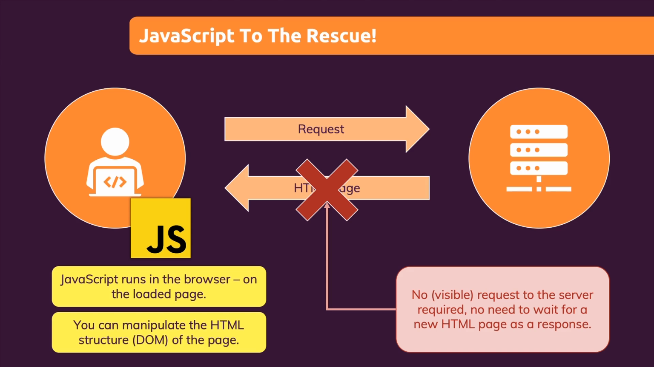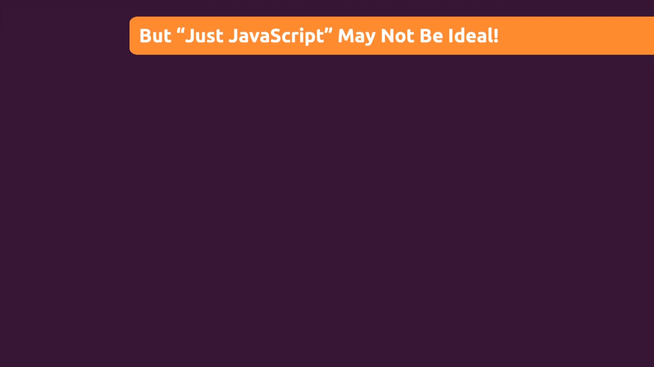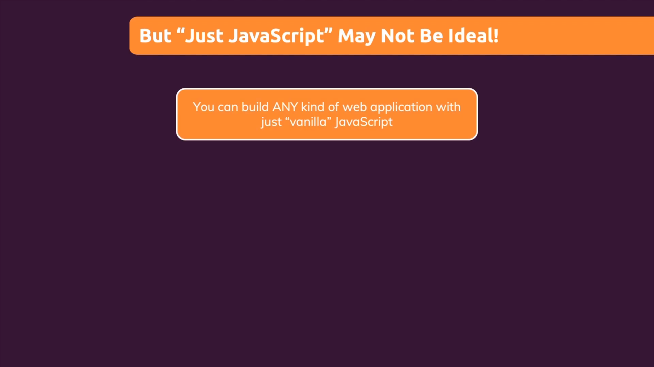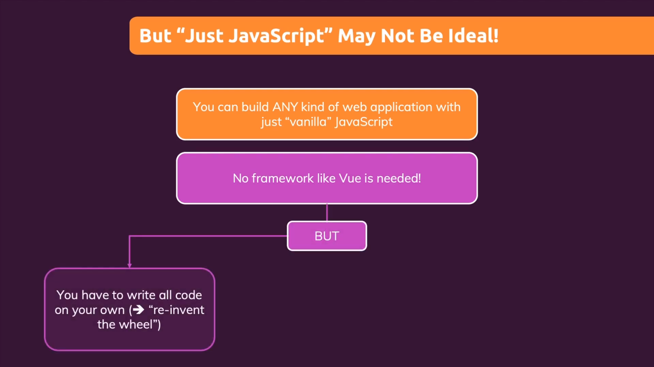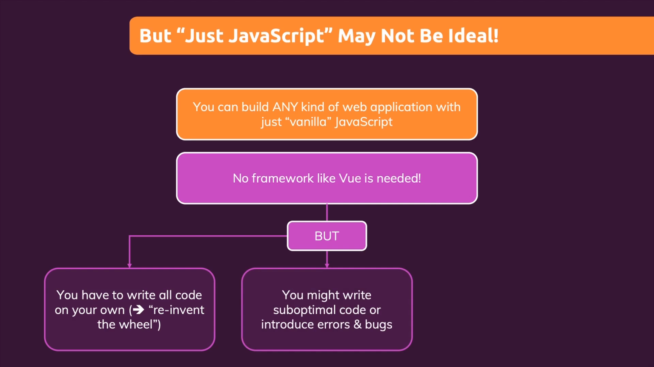And we're using solutions like Vue.js because just JavaScript may not be ideal. Theoretically, we can build any kind of web application with just vanilla JavaScript. So with just JavaScript without any extra frameworks or libraries. No framework like Vue is needed in reality, but it wouldn't be much fun to use just JavaScript because we have to write all the code, all the logic on our own. We have to reinvent the wheel over and over again. We might even write suboptimal code and introduce errors and bugs because we have to write everything from scratch.